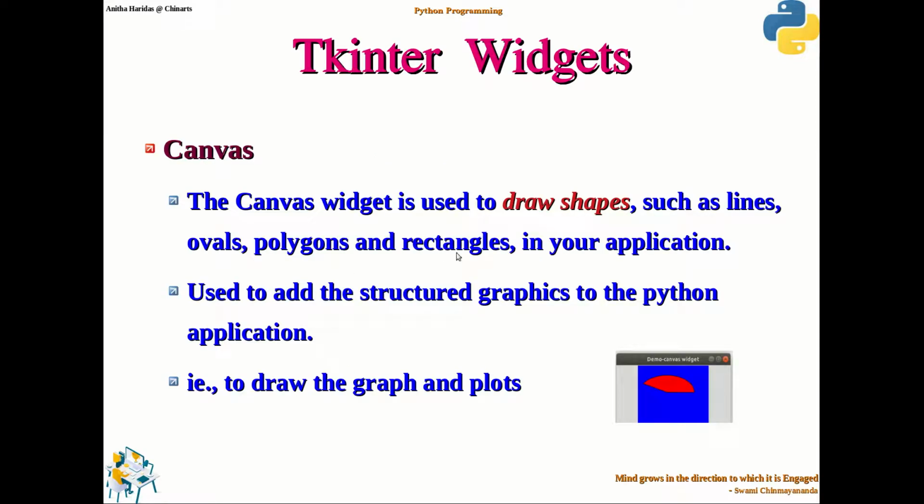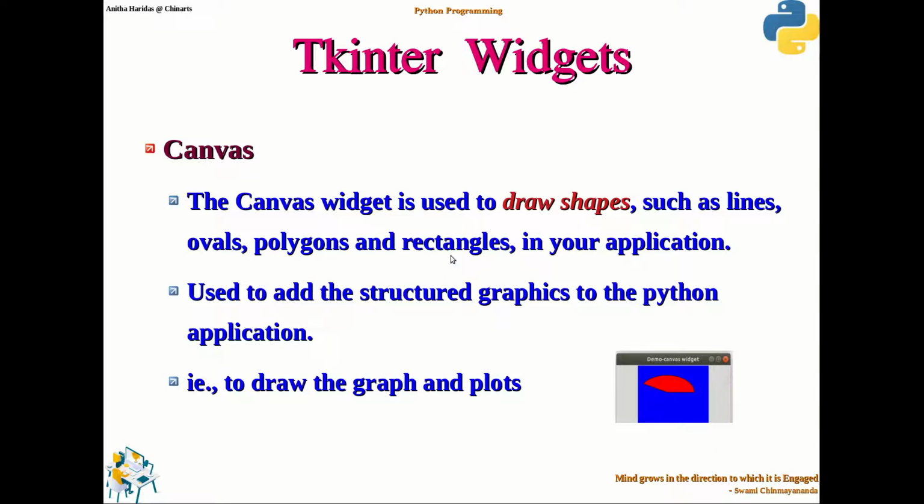So the canvas widget is used to draw some shapes. Suppose you want to draw a line, or a rectangle, or an arc, then you can use a canvas widget, which will help you to draw different shapes. And the canvas widget is used to add structured graphics, right?